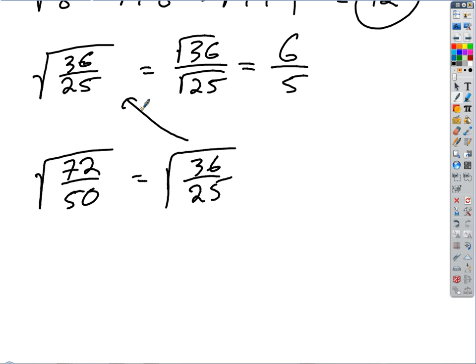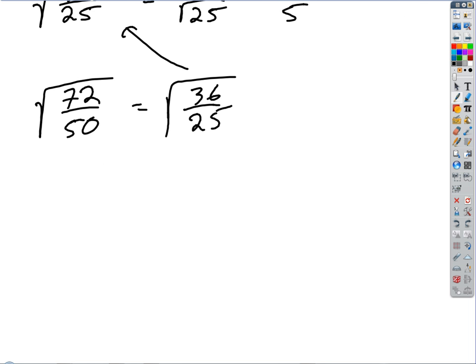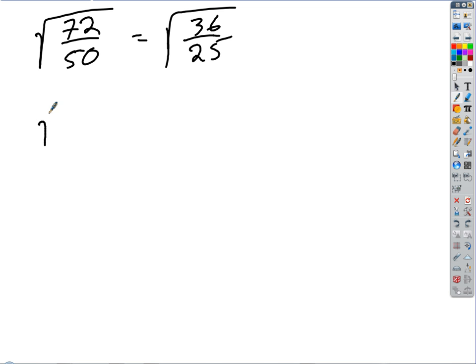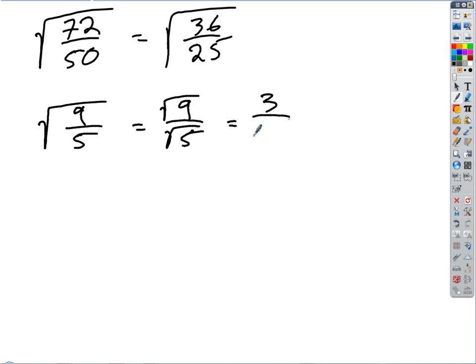Make sense? Okay, another one. A little harder one. What if we have the square root of 9/5? Now, I can't reduce 9/5, can I? So I'm going to break it up into separate square roots on the top and bottom. What's the square root of 9? 3. Square root of 5, I'm stuck, aren't I? That can't be simplified.